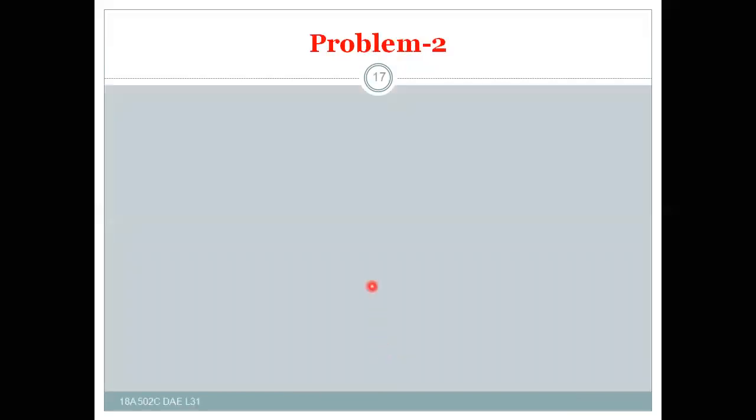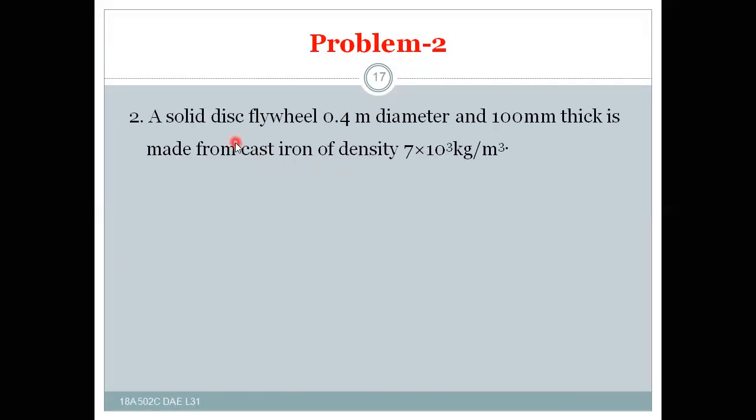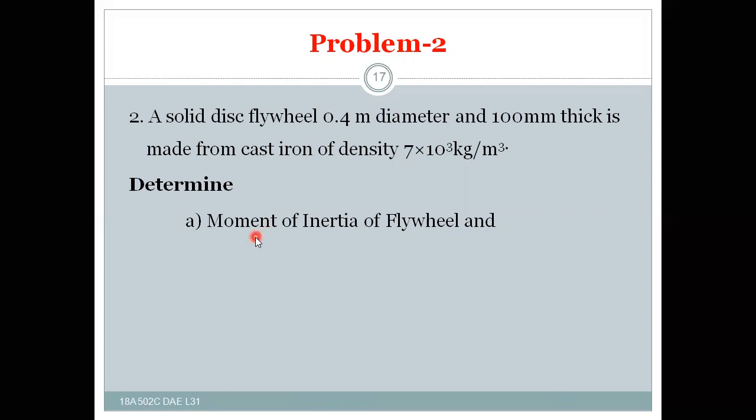Right, problem 2, let us see. A solid disc flywheel, 0.4 meter diameter and 100 mm thick, is made from cast iron of density 7 × 10^3 kg per meter cube. Determine the moment of inertia of the flywheel and its kinetic energy at 1000 revolutions per minute.